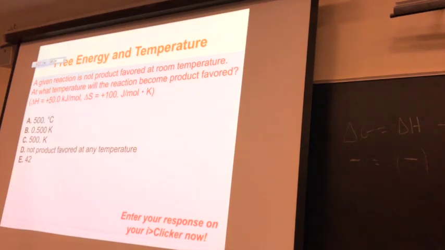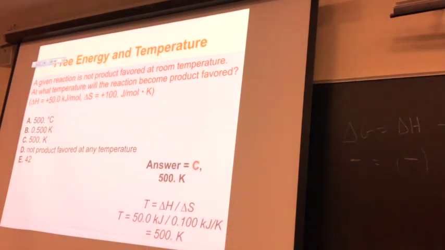So again, to find this, what you want to do is set delta H equal to T delta S. You're finding that threshold temperature. Delta H divided by delta S is what you want to do, but you also want to make sure you make the units the same. So here's kilojoules and there's joules. All right, so divide 50 by 0.1 or something like that. You should come up then with 500 Kelvin.